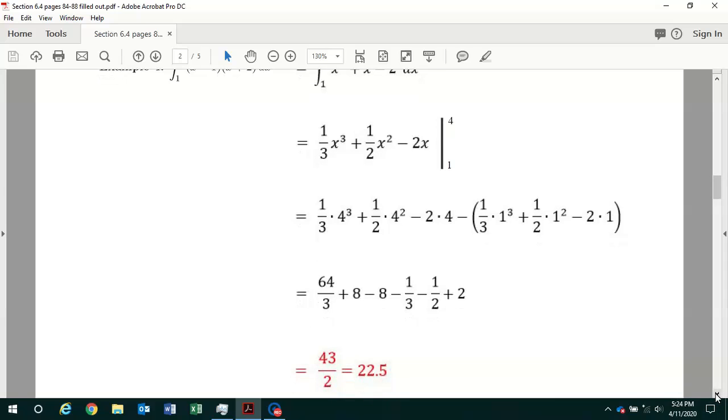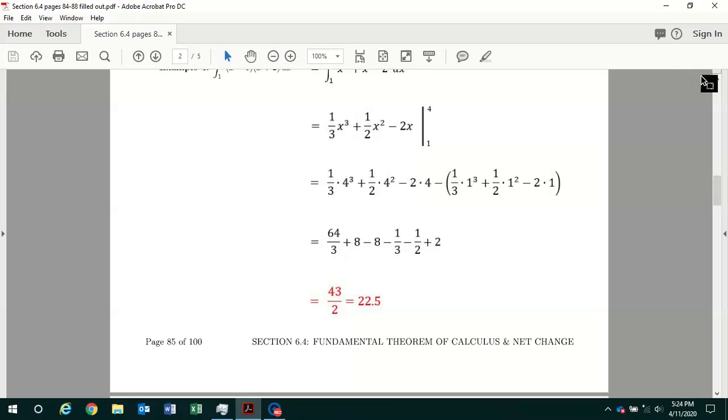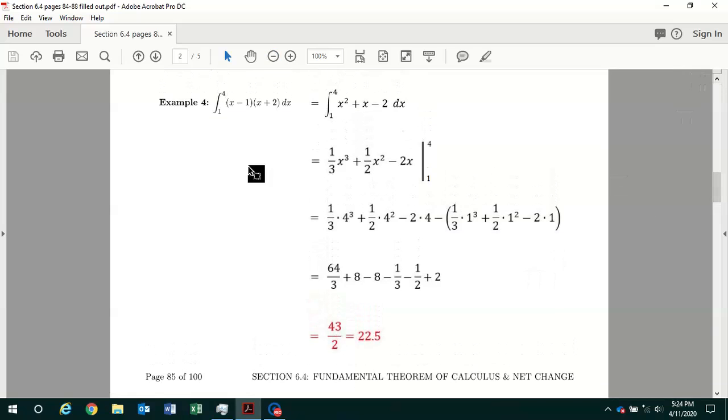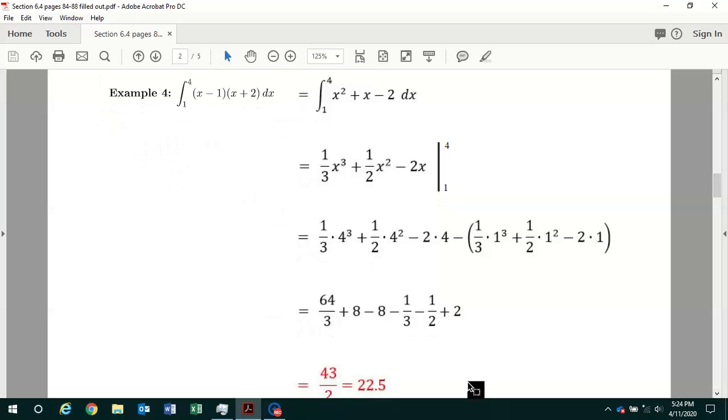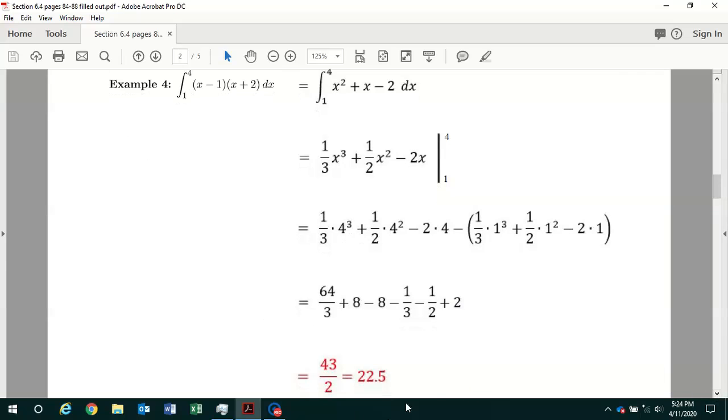And then we simplify this, and we end up with 43. This here is equal to 43 halves as an improper fraction, which is equal to 22.5 as a decimal. So our definite integral, its exact value is 43 halves or 22.5.